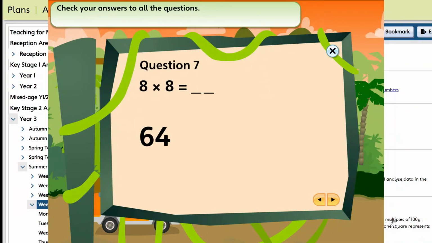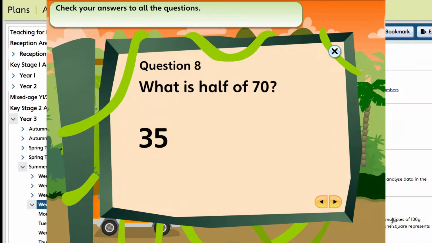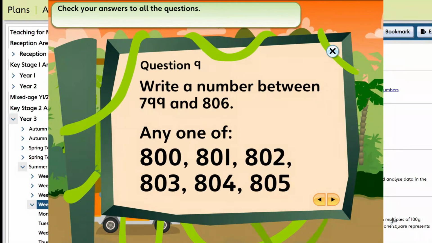Question 7. 8 8s are 64. So 4 8s are 32. Double 32, 64. Half of 70 is 35. If you don't like doing that, like I said, you could do half of 60, which is 30, and then half of 10, which is 5, so 35.